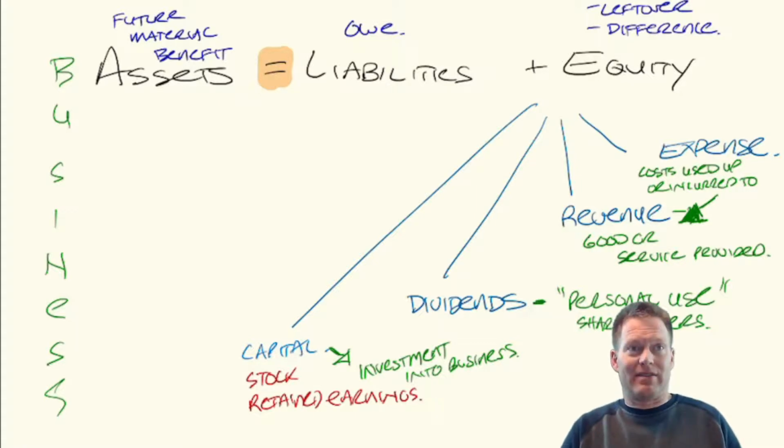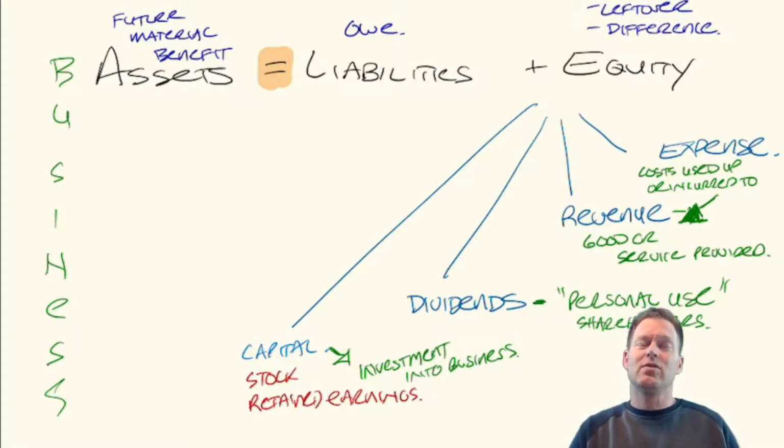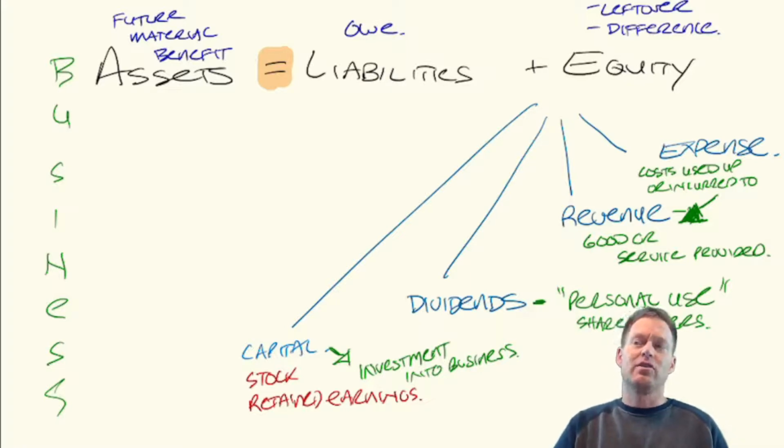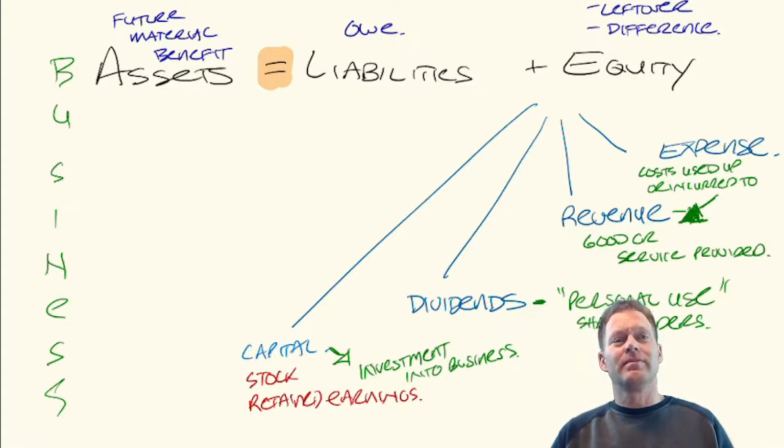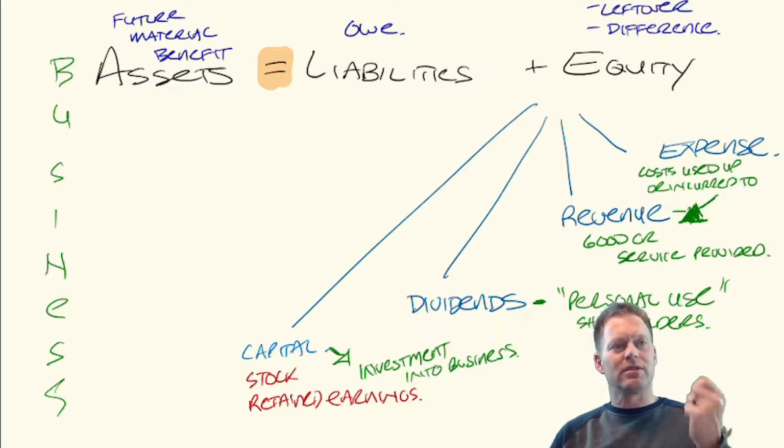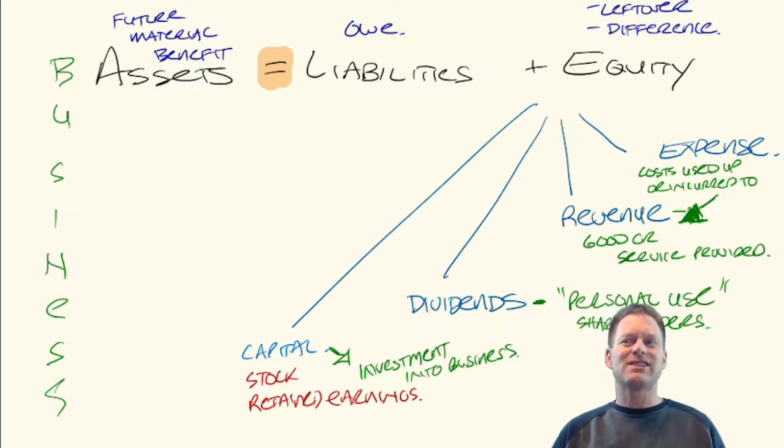Don't do that. So when I say revenue, your mind goes good or service provided. Good or service provided. That's all it means. Okay? Expense. These are costs that are used up or incurred to generate revenue. Dividends. This is stuff that's personal use for the shareholders. Personal use for the shareholders. Capital is an investment into the business.